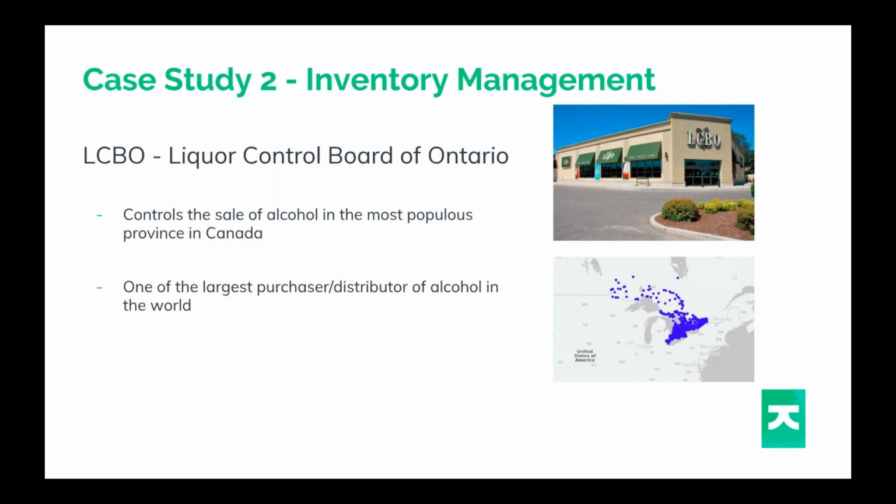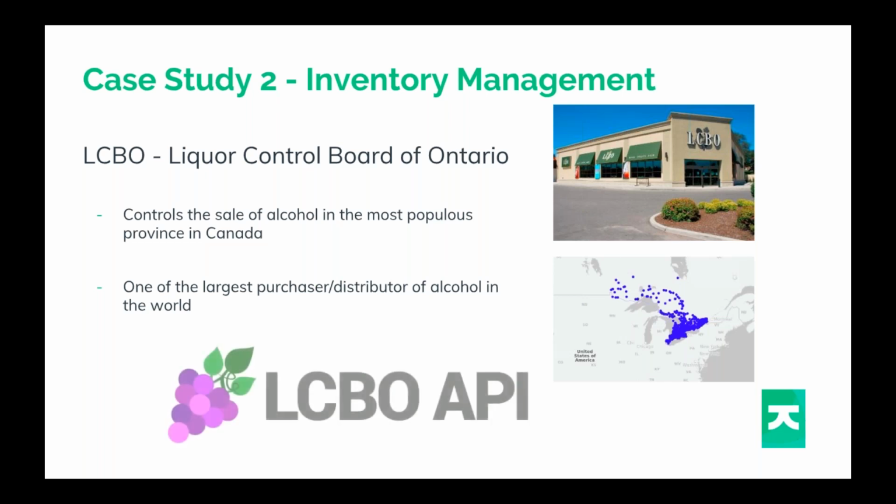Now, all alcohol sales are regulated, and the LCBO is definitely one of the largest purchasers or distributors of alcohol in the world. And thanks to an API put together by Carlson Nielsen near me, the LCBO API allows me to analyze and look in the data that underpins all of these stores and all of the supply chain that brings the product to the stores.